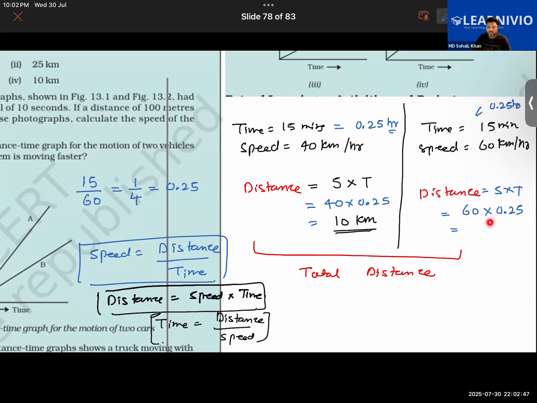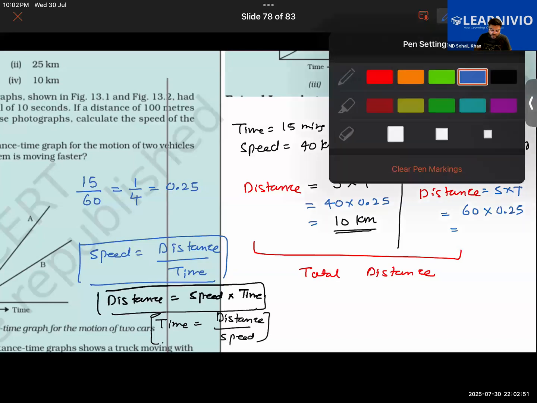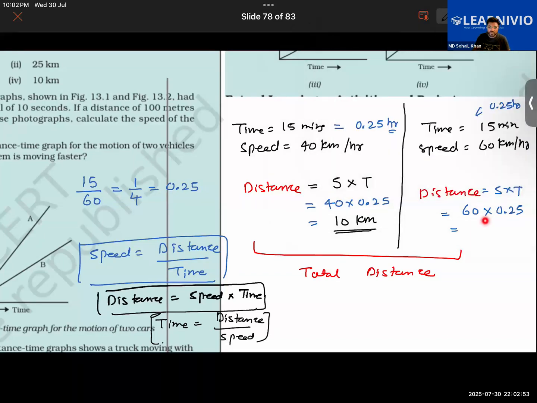Okay, good. Now you multiply 60 with 0.25. Multiply it quickly. You should be getting 15 kilometer. Okay, so 10 plus 15. Total distance is going to be 10 plus 15, and hence that is equal to 25 kilometer. I hope you guys have understood the way how it has to be solved. But make sure you guys write down the solution in your copies.